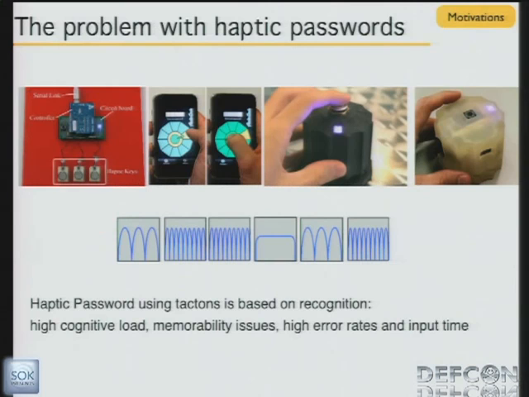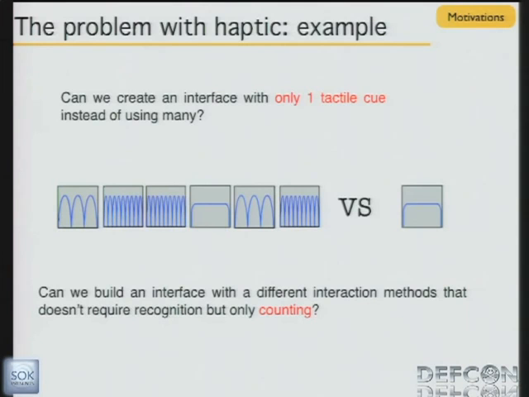But as we saw in these interfaces, there are basic problems from a usability standpoint. So even with the wheel style lock, a wheel or knob should be really simple, should be very intuitive. Everyone knows to spin it to go one way or the other. But with the tactons, we have to remember and recognize all these weird vibration sensations. So what about an interface that only uses a single cue that would completely eliminate the recognition problem? So instead of recognizing and distinguishing between these multiple tactons, you just have to count.